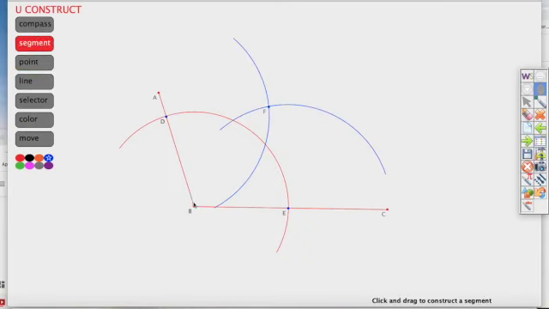If we draw in this segment, we have bisected our angle. So that's the actual construction. Pretty cool. We're going to talk about why this construction works. So give me a sec.